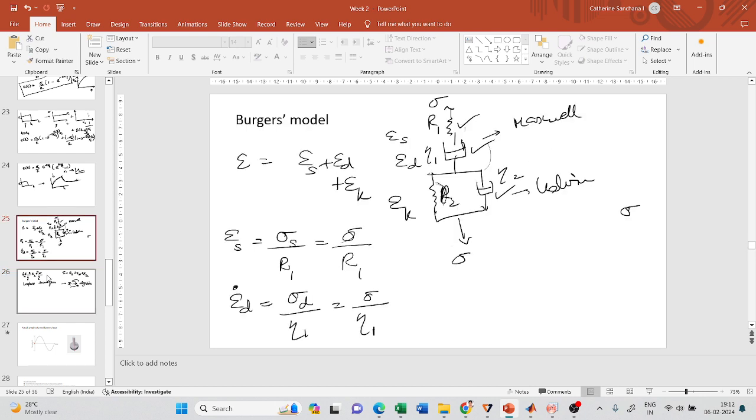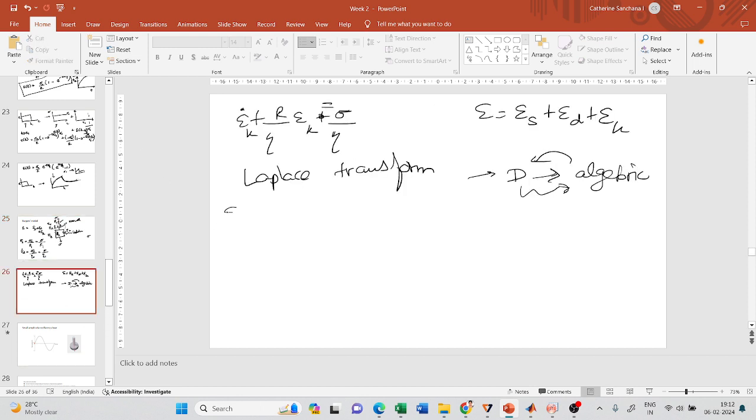Now, let us say my epsilon s is this. Epsilon s, I need not apply any Laplace transform, or even if I apply Laplace transform, it is not going to be of any change because it does not have a differential operator to it. Okay. Now let me take this second term, which is epsilon d dot. This is going to be sigma by eta 1.